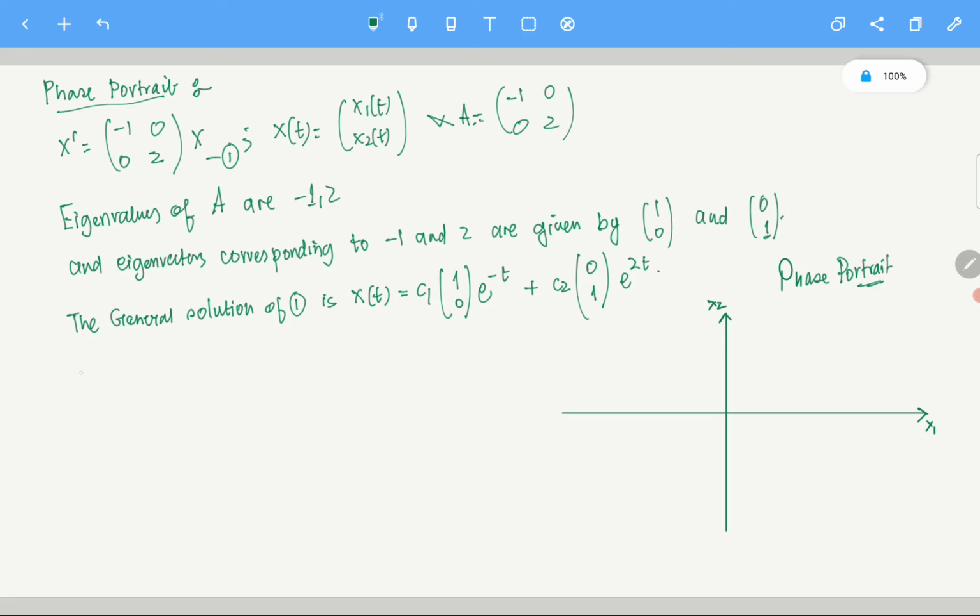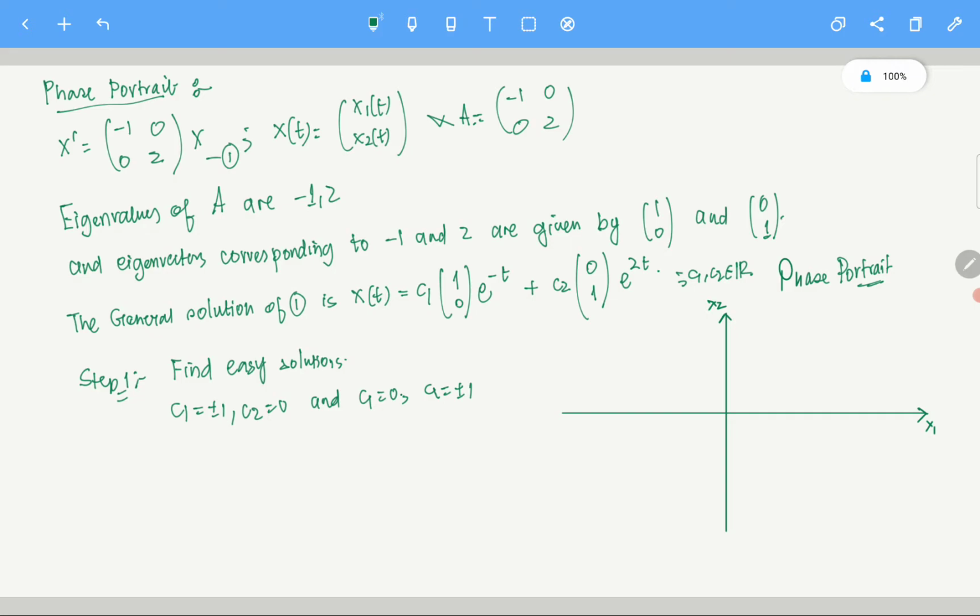So what are the steps to draw this phase portrait? Step 1 is to find easy solutions. How do you find easy solutions? Basically c1 equals plus minus 1 and c2 is 0, and again c1 equals 0 and c2 is plus minus 1. Here c1 and c2 are in R, arbitrary constants of the general solution, so I can take the easiest values and get some solutions out of this.